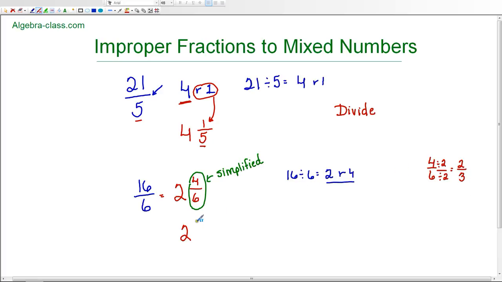So 4/6 is the same value as 2/3. So the final answer, or the final mixed number, is 2 and 2/3. So 16/6 is the same as 2 and 2/3.